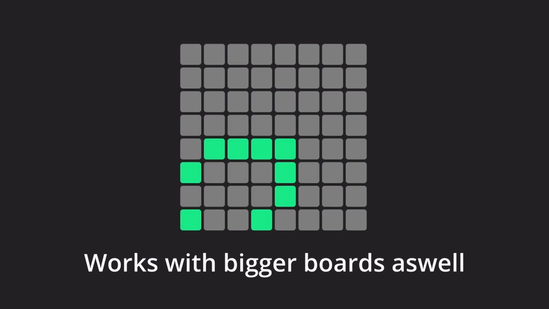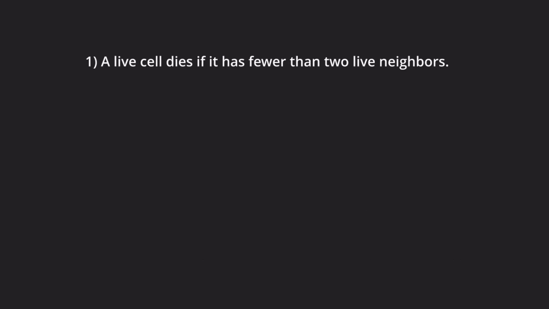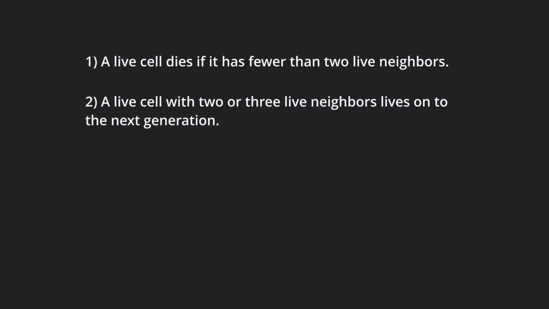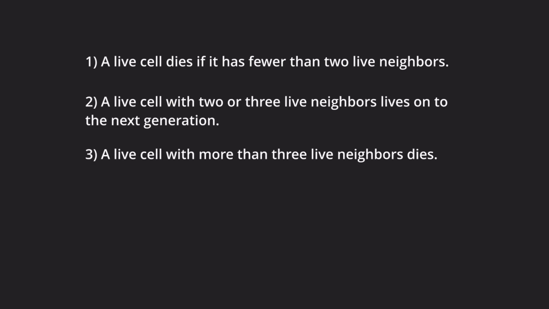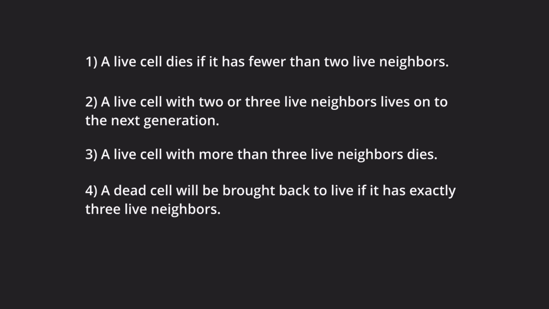Next, we have to start building our game logic. Each iteration, 4 rules are applied to each cell. A live cell dies if it has fewer than 2 live neighbors. A live cell with 2 or 3 live neighbors lives on to the next generation. A live cell with more than 3 live neighbors dies. A dead cell will be brought back to life if it has exactly 3 live neighbors.